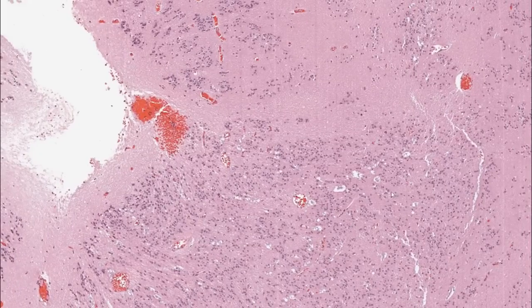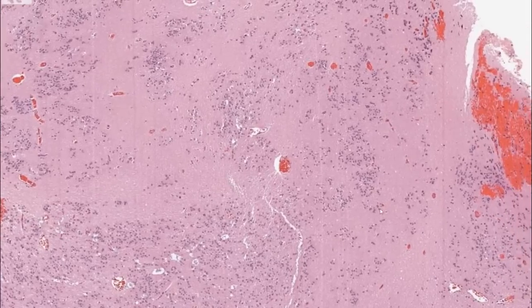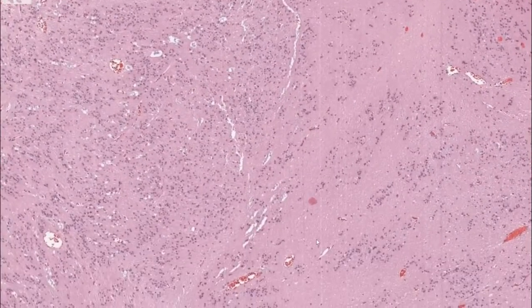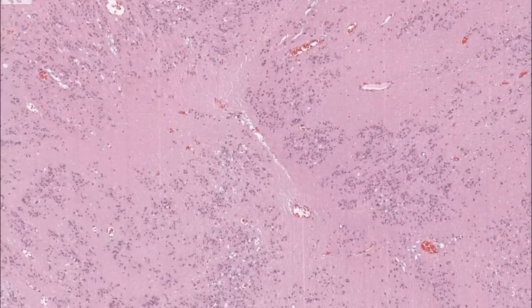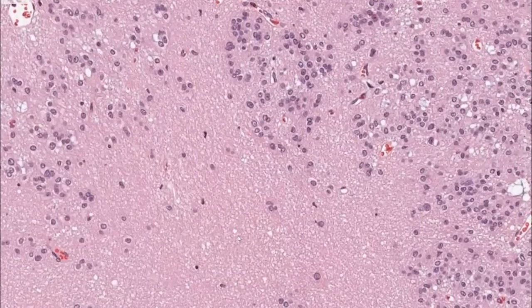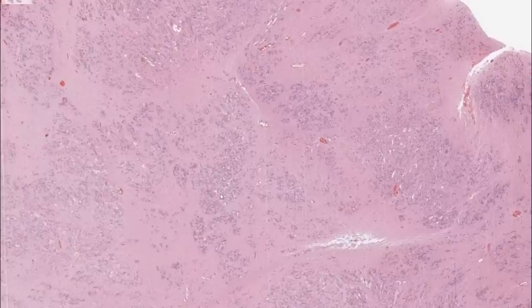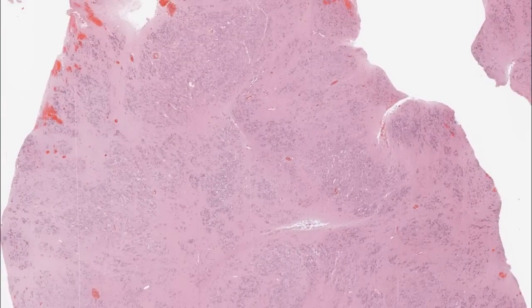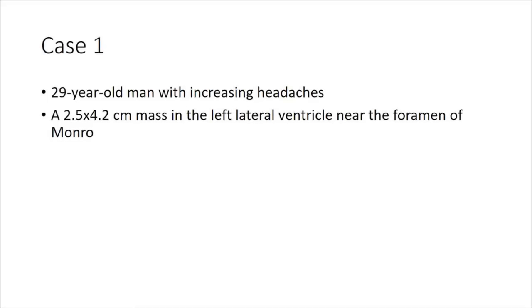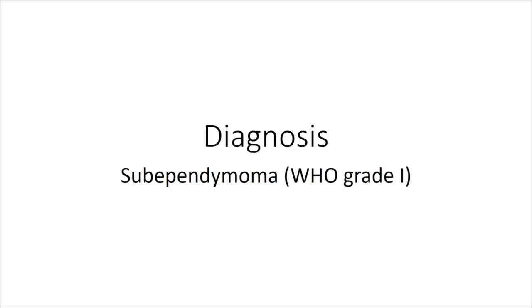You can occasionally have also pleomorphism, mitotic activity to a limited degree. Those features are still compatible with a diagnosis of subependymoma. In contrast to ependymal tumors, you don't have much in the way of pseudorosettes. So that's something to have in mind. So the diagnosis here is subependymoma WHO grade 1.